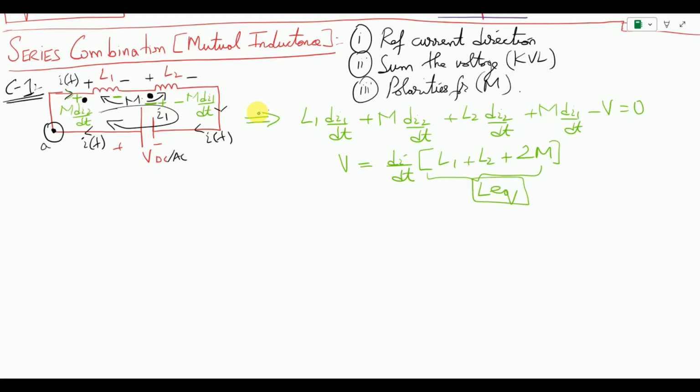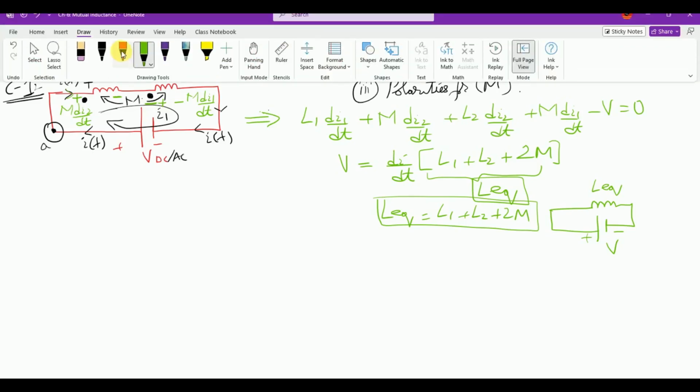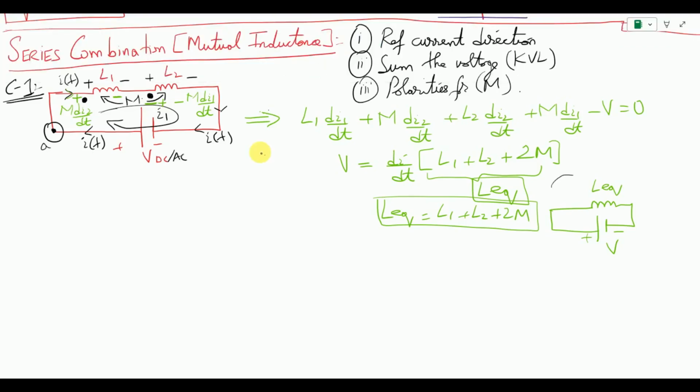So L equivalent comes out to be L1 plus L2 plus 2M. So this whole circuit can be represented by a single L equivalent element where the effect of coupling is shown. This is how we can simplify this series combination into a simple L equivalent circuit, and the mathematical expression for this is represented over here. So this is the L equivalent that we can use when we are dealing with mutual coupling.